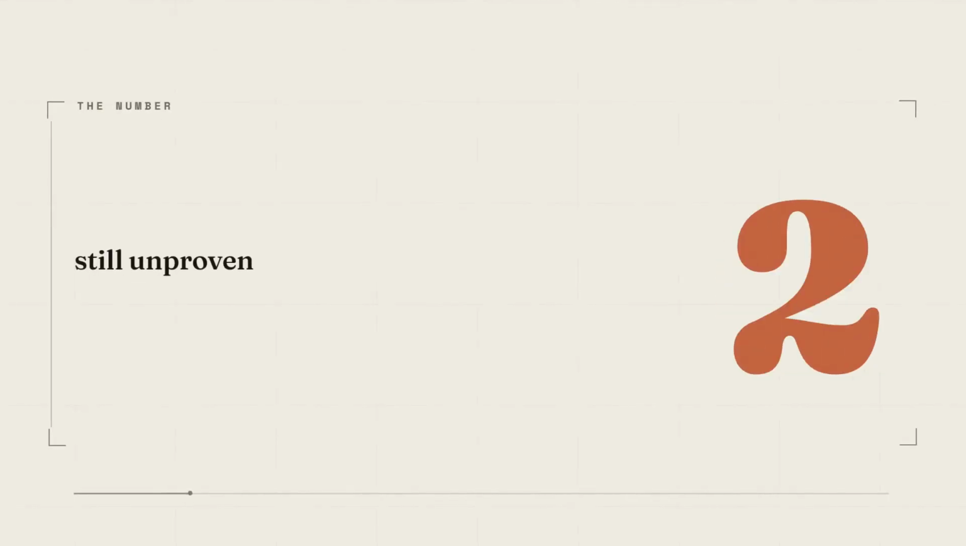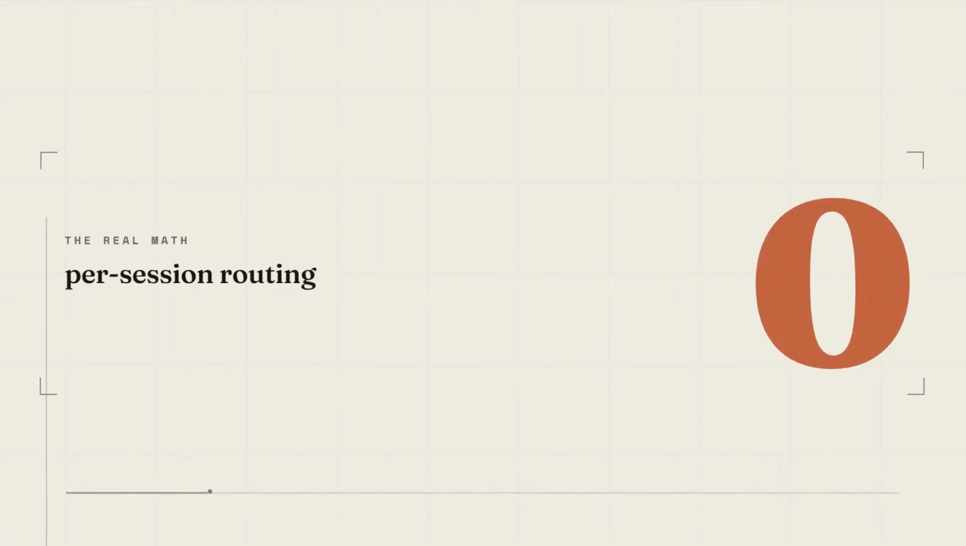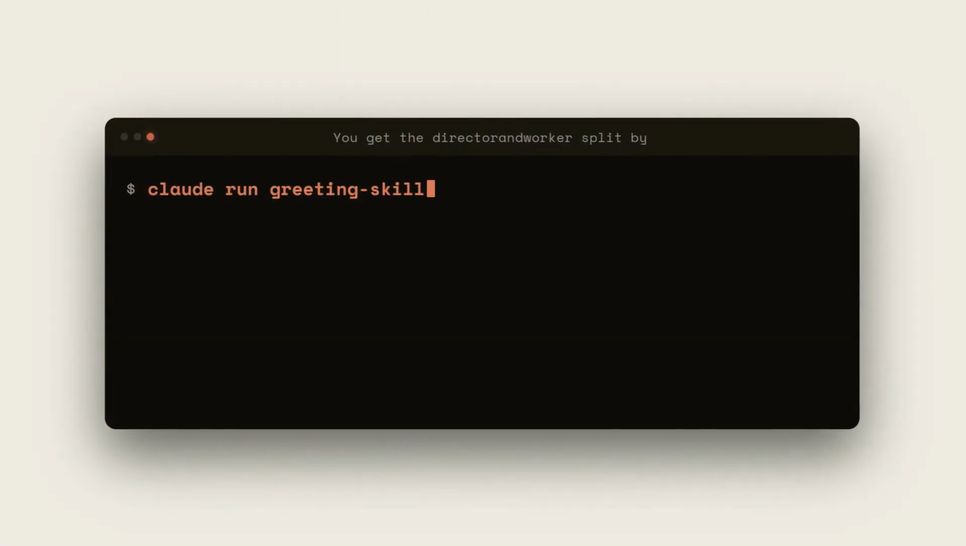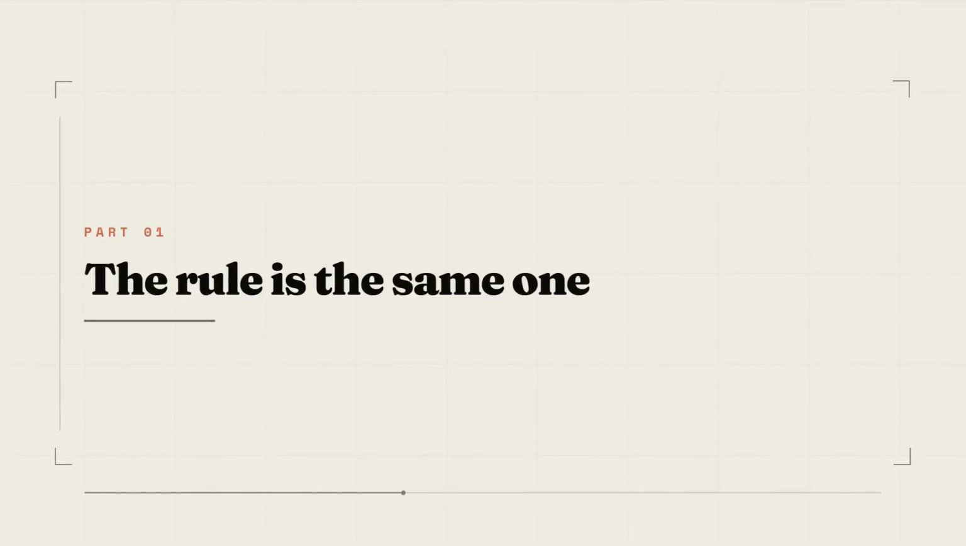Second, a 20-step multi-hour chain on the Qwen worker is still unproven. That test is next, and I will publish it whether it passes or whether it face plants, because that is the only honest way to do it. And third, per model routing inside one session is an open feature request, not a shipped button. You get the director and worker split by launching the worker as its own process, which is exactly what the launcher does. The rule is the same one every COM operator uses.